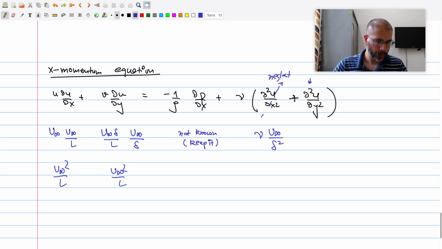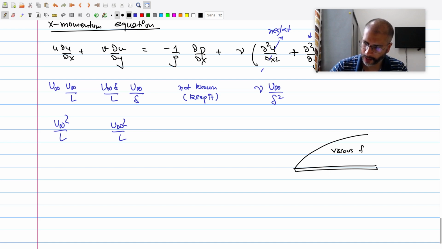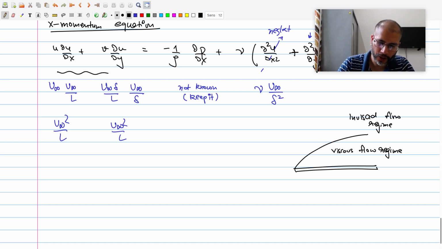But there's an interesting idea we can apply. Inside the boundary layer we have the viscous flow effects, the viscous flow regime, and the outside is the inviscid flow regime. The idea of the inviscid flow regime is that the viscous effects are negligible. Negligible as compared to what? As compared to these inertial terms.